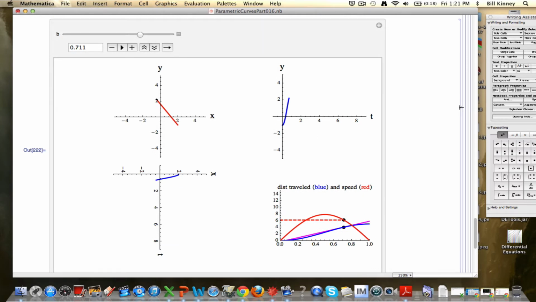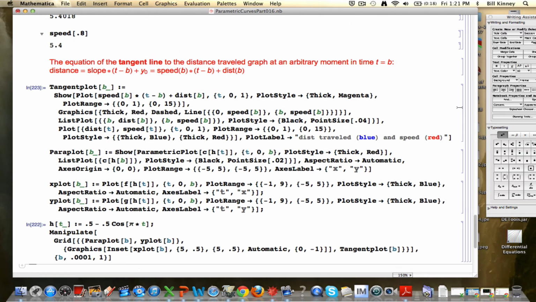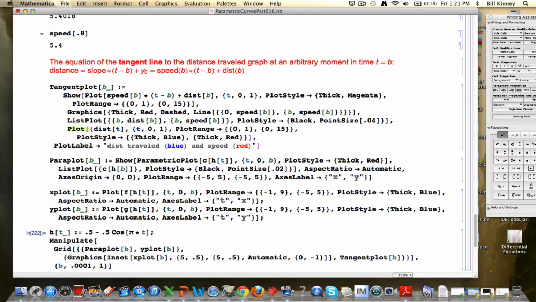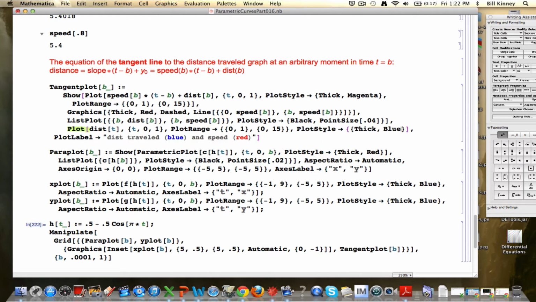Alright, so now we want to illustrate the new concept that the area under the speed graph gives you the distance traveled. To do that, I need to make a few more changes here. First thing I want to do is I want in this plot command right here to get rid of the speed function actually and just graph the distance traveled. And that's going to be in blue. So that's the first thing I want to do.